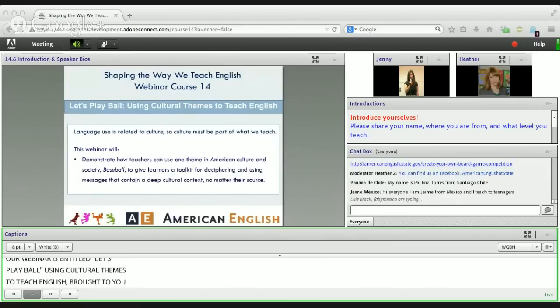Using thematic units in the EFL classroom is a great way to attach interesting and relevant content to language learning.